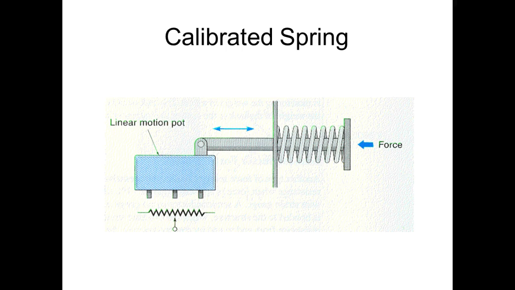Now the problem is we're going to find out with a lot of our sensors, to get a sensor, we combine it with another sensing device. So what are they combining this with? They're combining it with a potentiometer. But we would call this a calibrated spring force sensor.